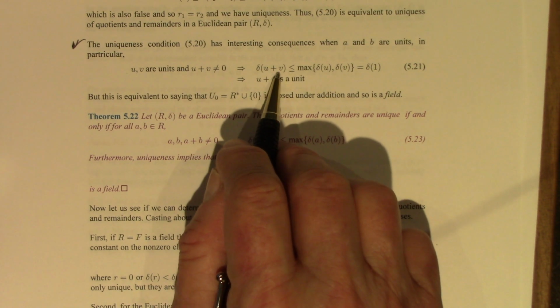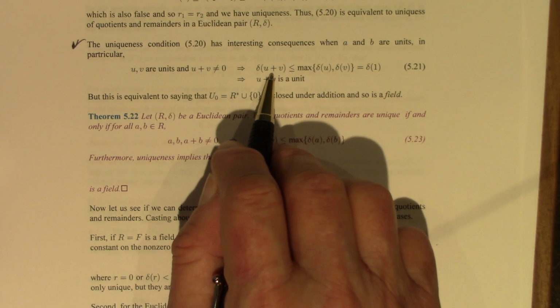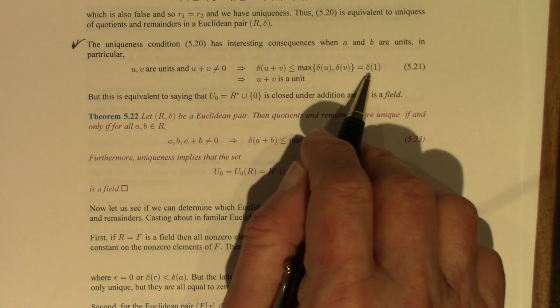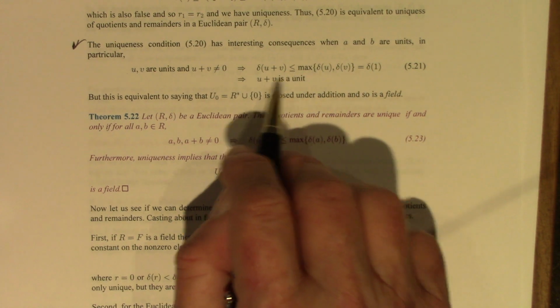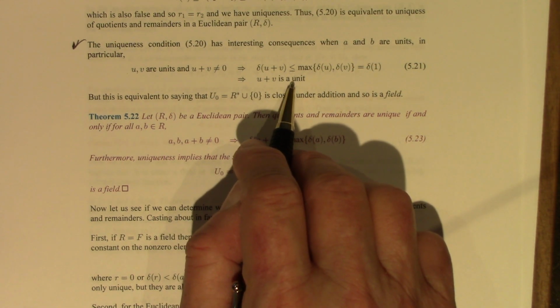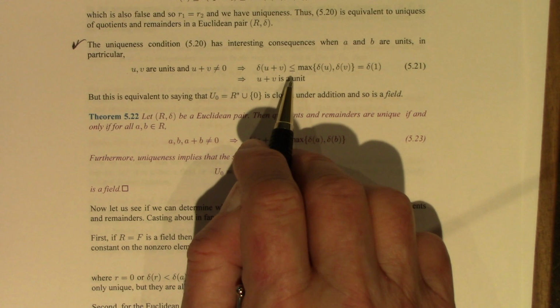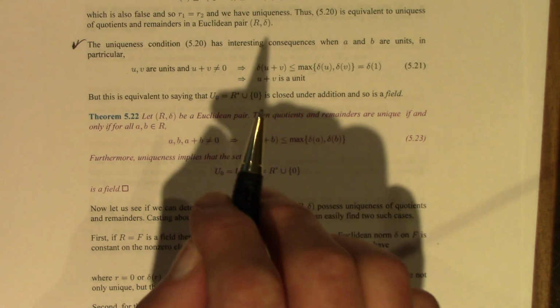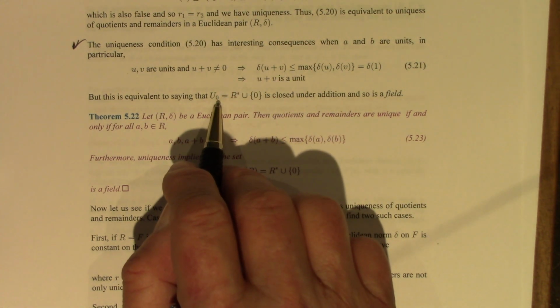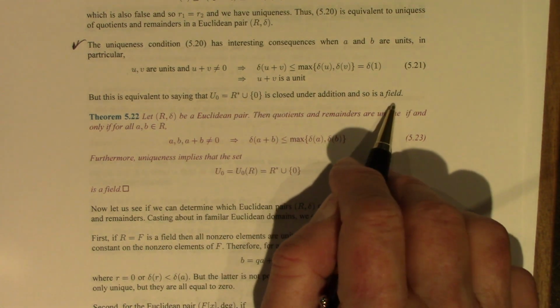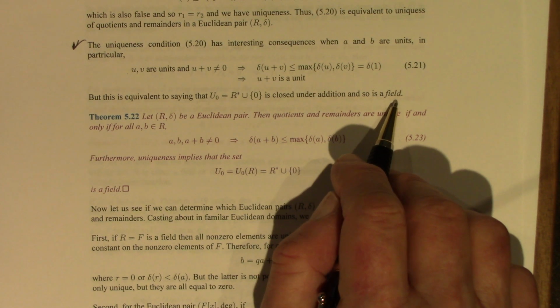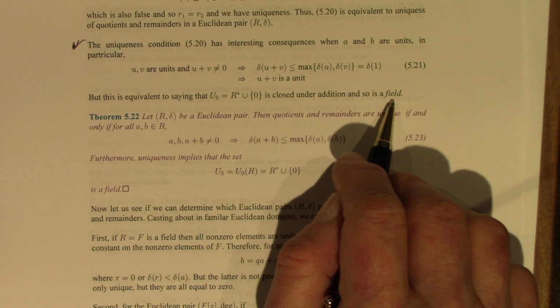Therefore, since u plus v is not 0 and has norm less than or equal to the minimum norm, it must in fact have minimum norm, and so it is a unit. This is equivalent to saying that U naught is closed under addition, and that's enough to make it a field. It's closed under multiplication. It has 0, it has 1. I'll let you check the rest. It is a field.